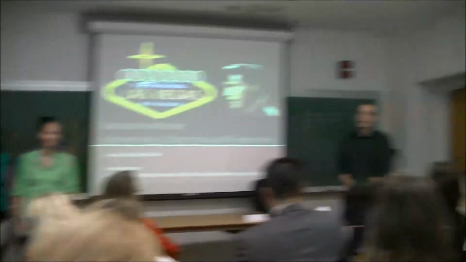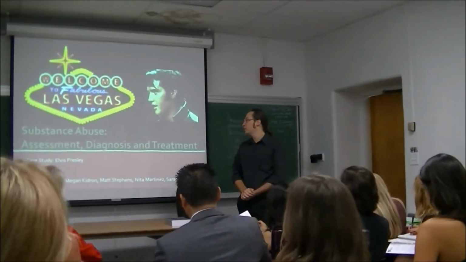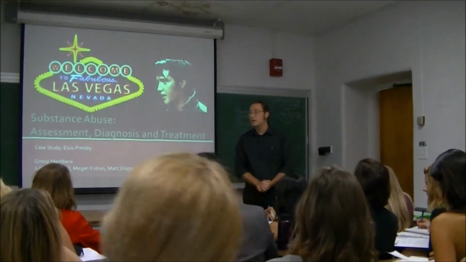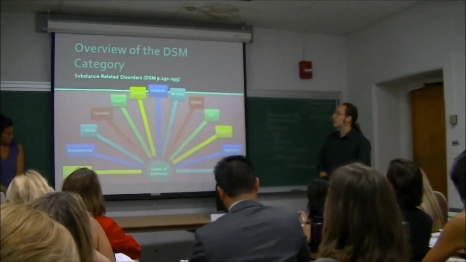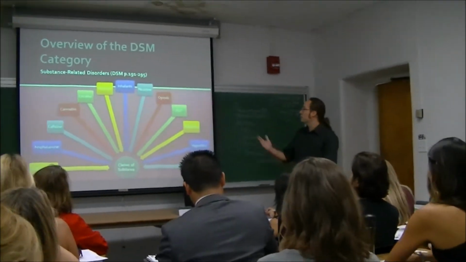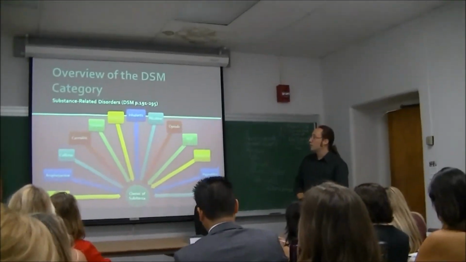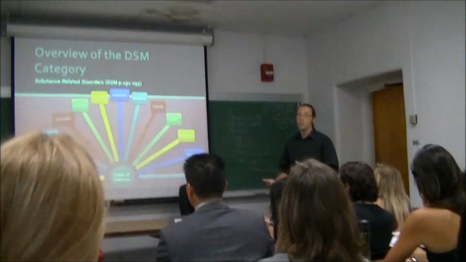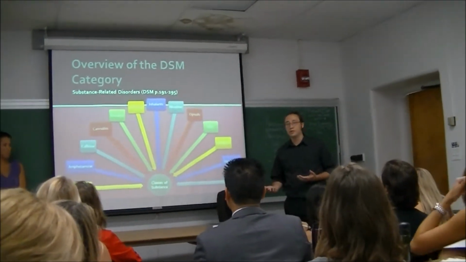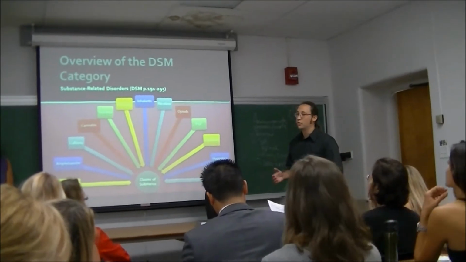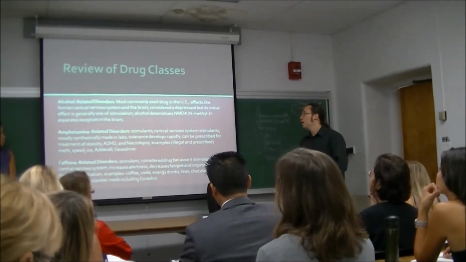This afternoon, we're going to be talking about substance abuse and the related substance diagnoses in the DSM category. There are 11 different classes of substances, as you can see here. We're going to go through them and talk about them. I'm going to focus more on the ones you probably don't know as much about, but the ones you probably do know more about, like alcohol and caffeine, we'll kind of skip over.